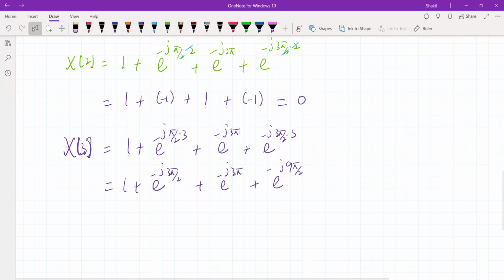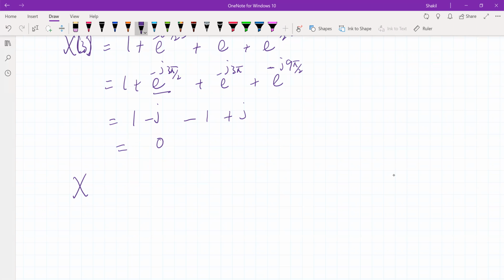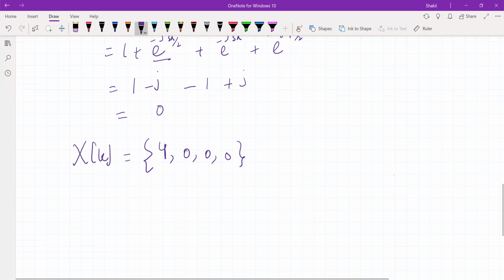Please check the computations. So this is 1, this is minus j. Please check the value. This is minus 1. 9 pi by 2 is plus j. This will be plus j because there is minus here. Please check the values. So you can see again this is equal to 0. So the values of x of k, four values, are 4, 0, 0, and 0, when our x of n time domain sequence is 1, 1, 1, 1. Now, let's interpret the result.